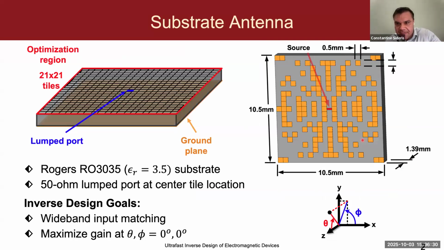Okay, so let's actually get into some real design examples. For our first inverse design example, we wanted to design a wideband 30 gigahertz substrate antenna. So we have a finite printed circuit board substrate. You can see the dimensions here are 10.5 millimeters by 10.5 millimeters with about 1.4 millimeter thickness and a ground plane on the bottom. We have a lumped port at the center driving the structure. And the substrate that we used is Rogers 3035, which has a dielectric permittivity of about 3.5. And so our optimization goals here are to maximize the S11 bandwidth and also maximize the gain across that bandwidth range in the broadside direction.